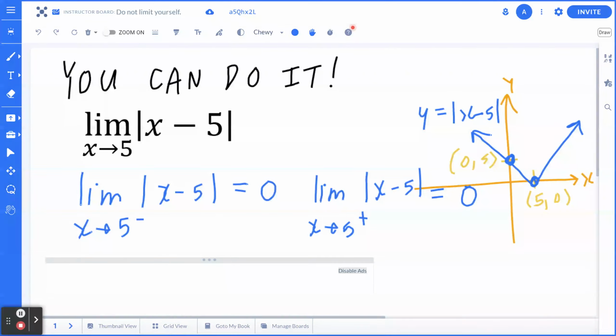That works as well. Since there's a left limit and there's a right limit, and the left limit equals the right limit, therefore, the limit of the absolute value of x minus 5 as x is approaching 5 is 0. I hope this makes sense.